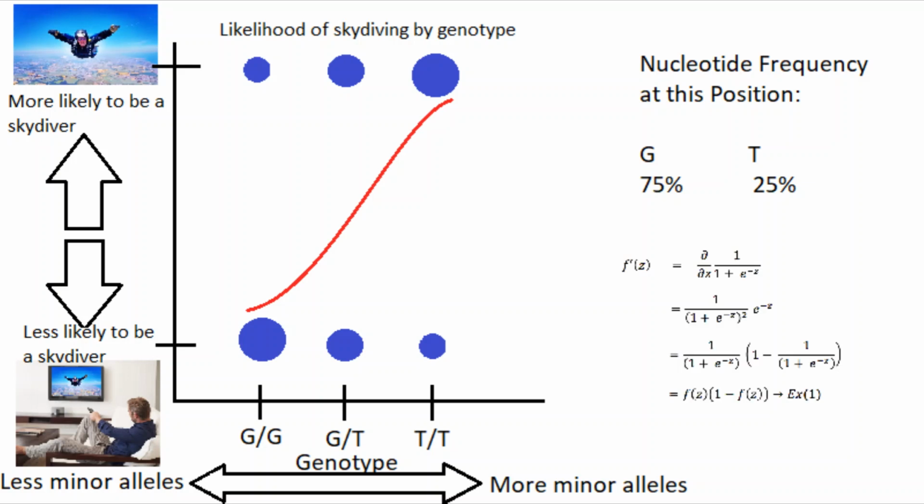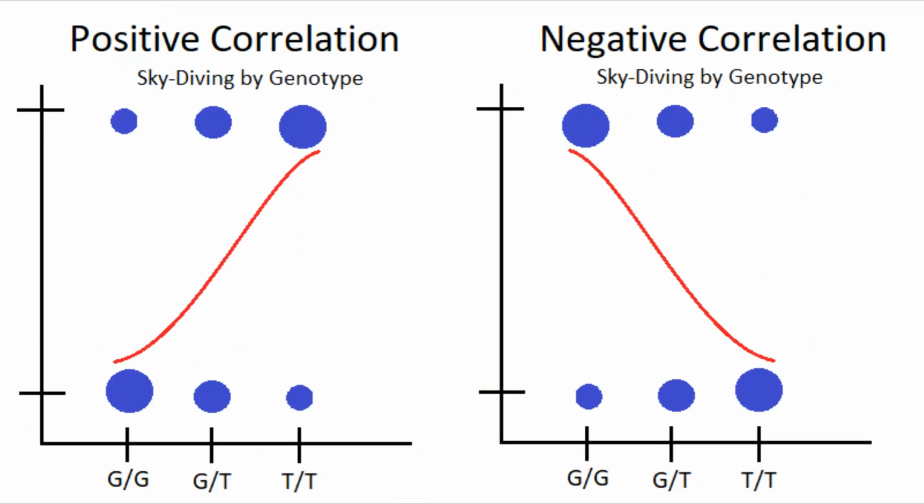The method for generating the logistic curve is slightly more complicated, so we won't be going into it in this video. In a similar way to linear regression, where the slope of the line indicates the direction of the effect, the direction of the curve indicates the direction of the effect of a minor allele on the likelihood of the trait. A high to low curve indicates a negative effect of the minor allele on the likelihood of the trait, and a low to high curve indicates a positive impact of the minor allele on the likelihood of the trait.